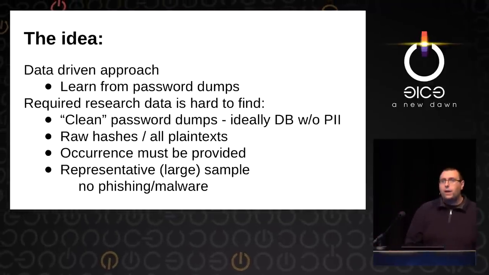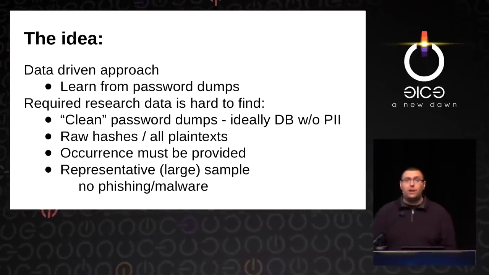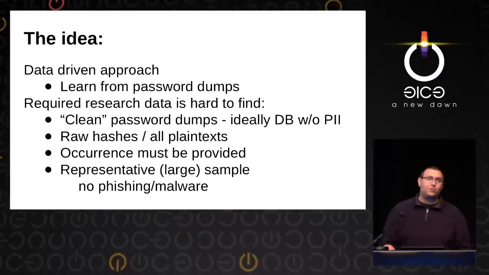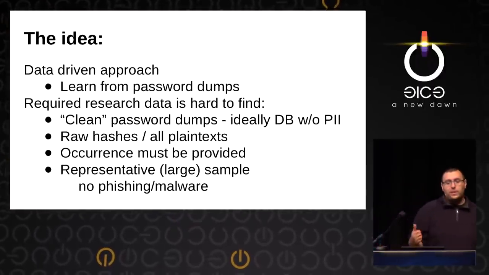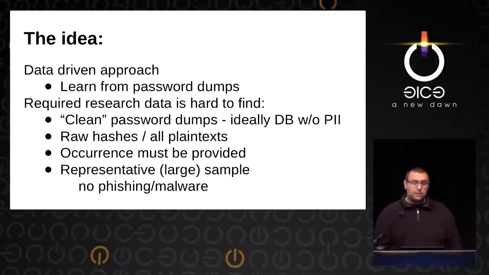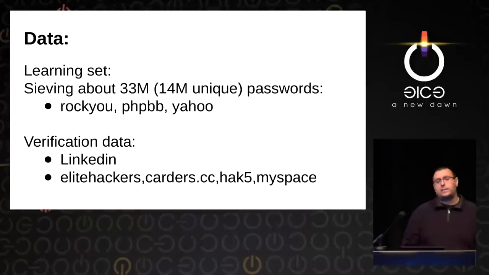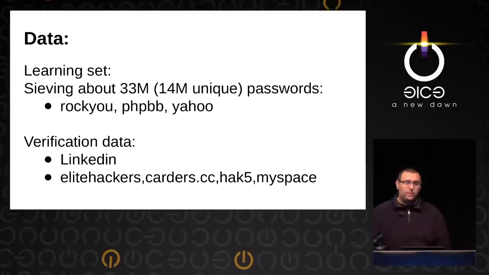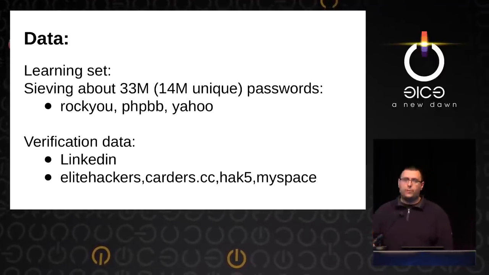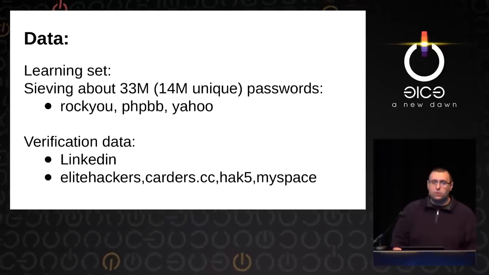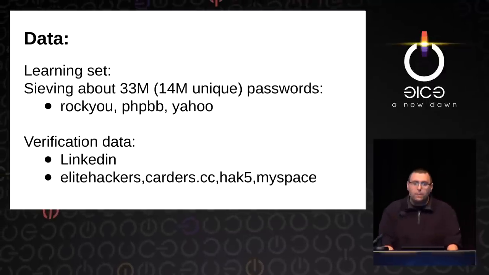First, you need data. And data is, believe it or not, hard to find on the net, at least quality data. Some of the nice people on the internet contributed a lot of good research data, which means clean password dumps with occurrences. They should be raw hashes or all plain text, not just a snippet or some fished parts, which means that your choices are really limited. The learning set was 33 million passwords. That means 14 million unique passwords, with all Cyrillic, Greek, and other lettering dropped out, because I didn't want to include those languages in the learning process because I don't know them real well.